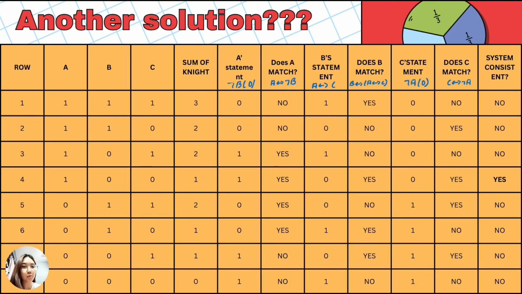For example, in row 2, A is 1, but C is 0. They are not the same. So the B statement is wrong, and we put 0 at the B statement.